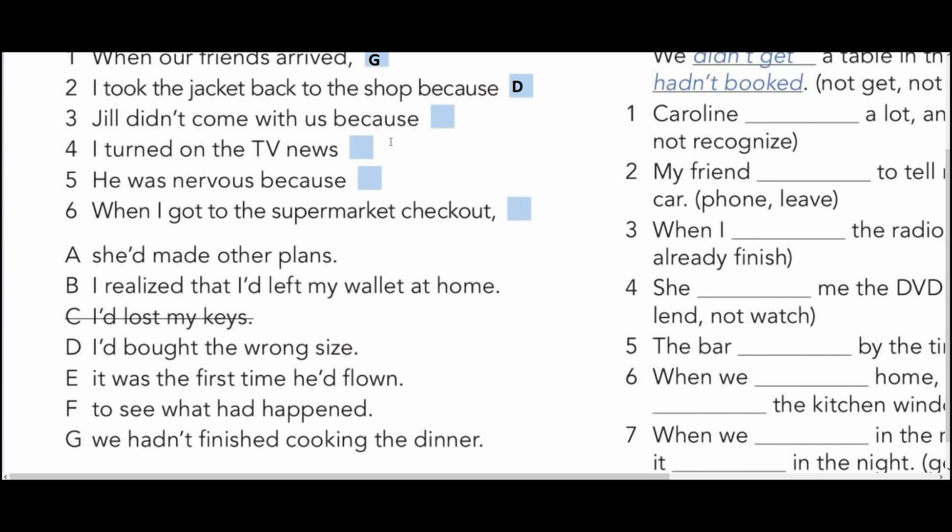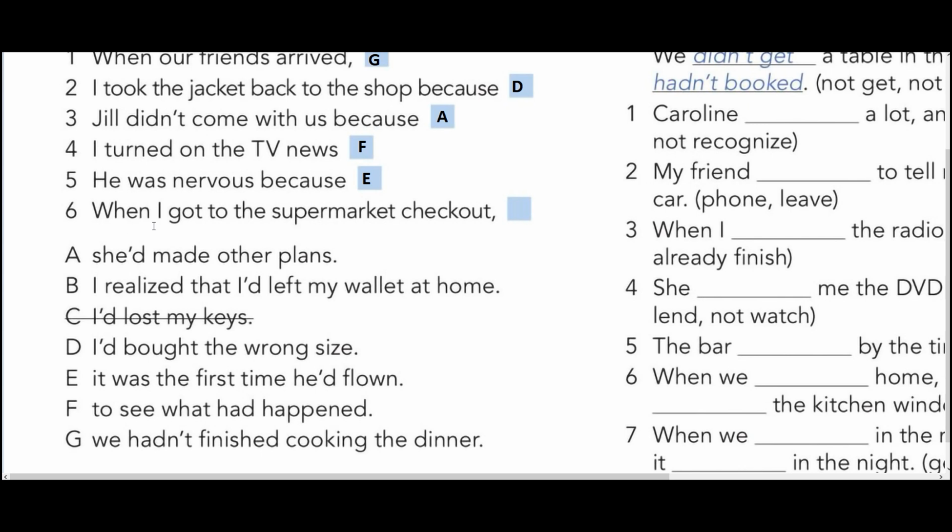Jill didn't come with us because she'd made other plans. At that moment, she had already made other plans. Number 4. I turned on the TV news to see what had happened somewhere. I don't know. Number 5. He was nervous because it was the first time he'd flown. So actually, he had never flown in his life before that moment, in the past, of course. That is why we use the past perfect.